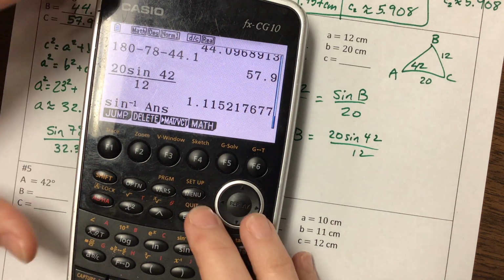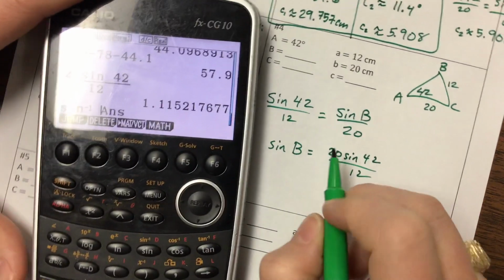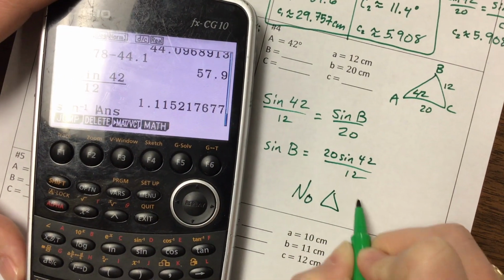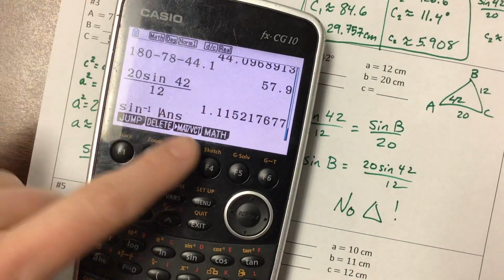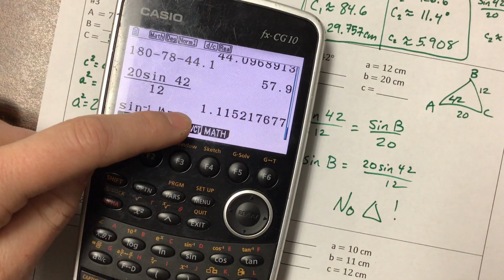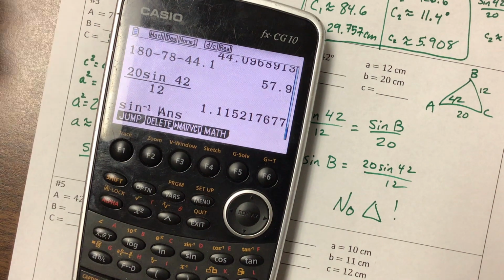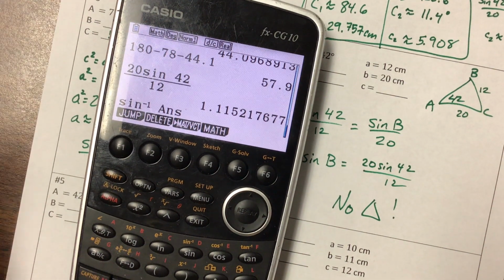What this is telling us is that there is no triangle. As soon as you see something like that, there is no triangle and you're done. You don't need to answer the rest of it because it's not possible. But what happens, if you remember, sine stays between 0, I lied. Sine stays between -1 and 1 the whole time.